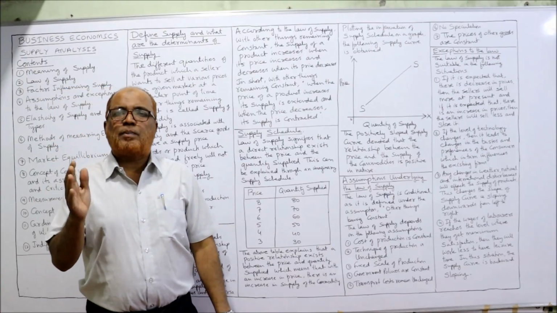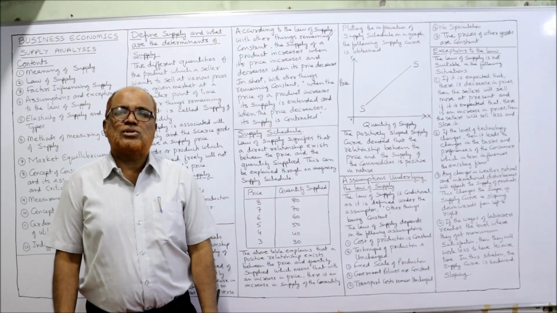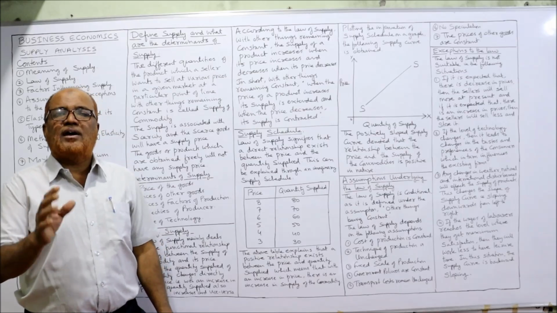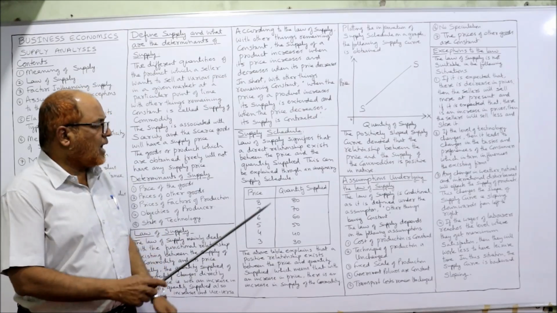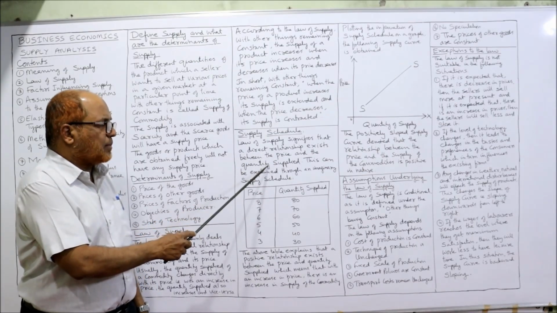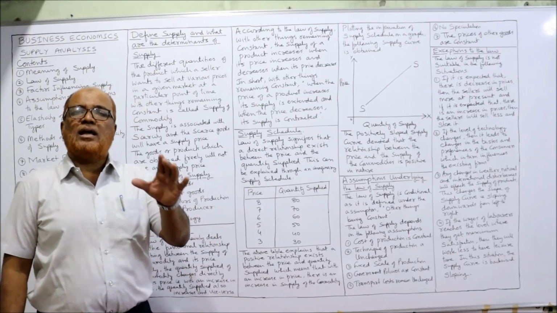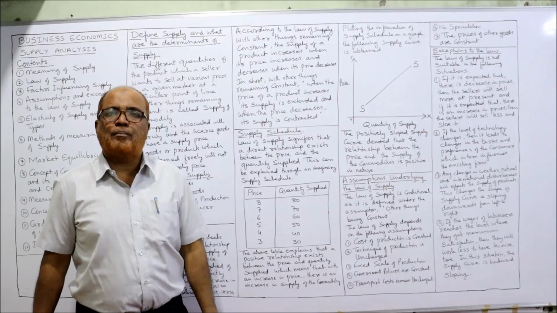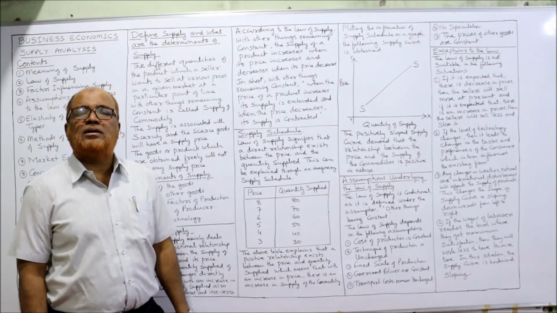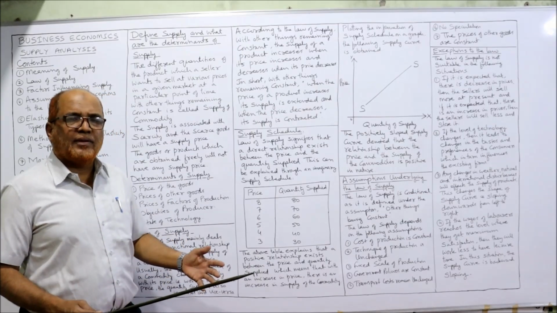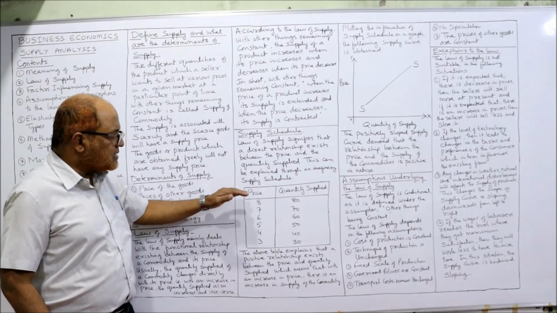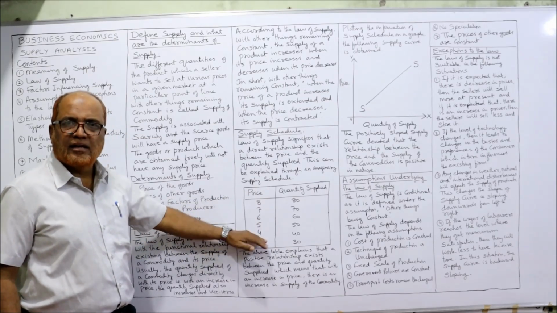Now, in order to explain the law of supply, we can make use of supply schedule and supply curve. By taking imaginary figures of price and supply, I am going to explain here. Law of supply signifies that a direct relationship exists between the price and the quantity supplied. This can be explained through imaginary figures of price and supply. So in one column I have taken the prices, in the other column I have taken the quantity supplied. So randomly, imaginary figures I have taken: 8, 7, 6, 5, 4, 3. So the prices are decreasing.